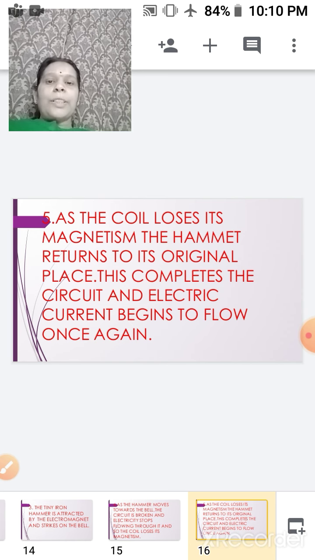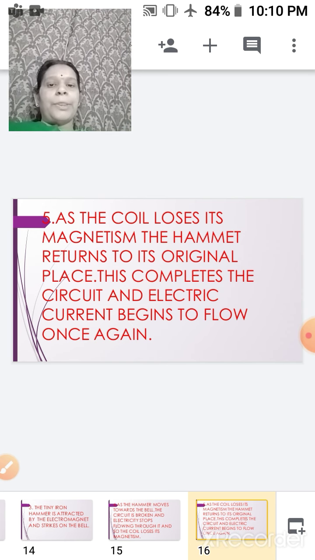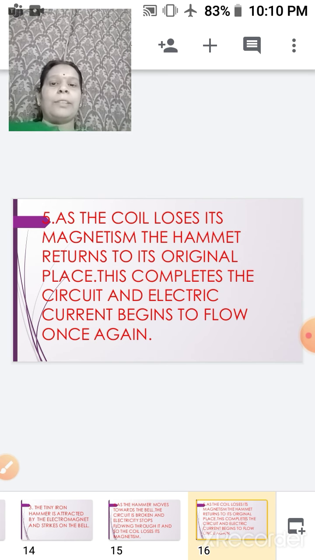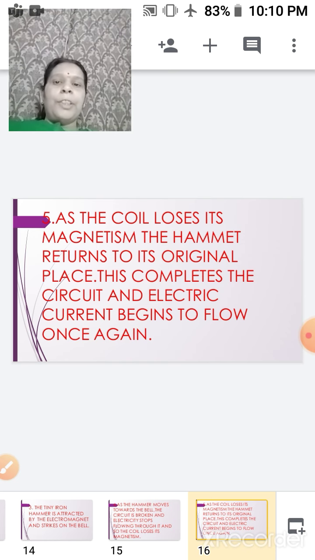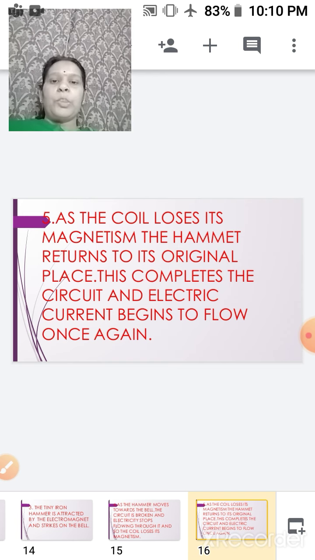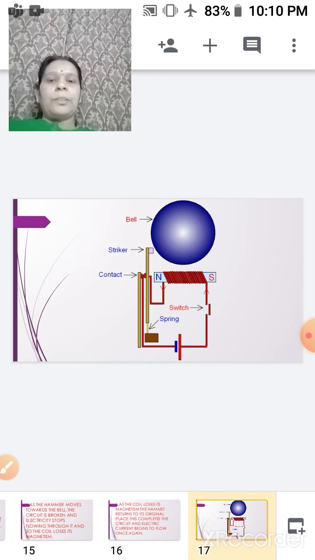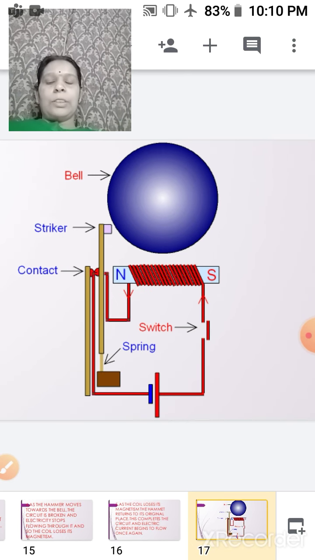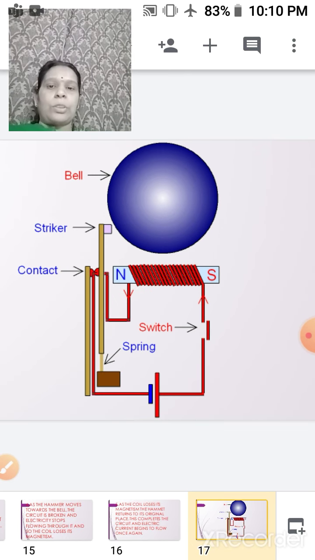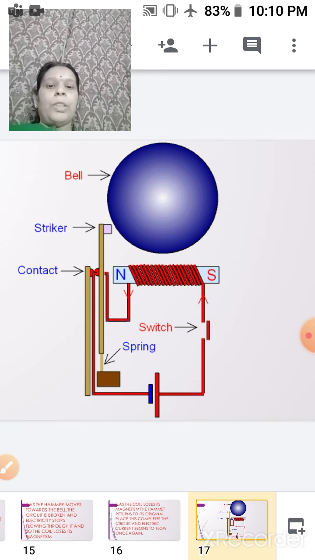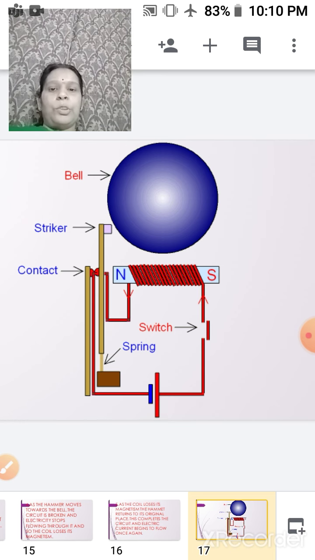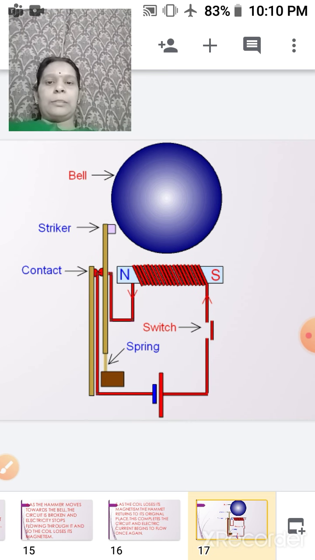As the coil loses its magnetism, the hammer returns to its original place, and this completes the circuit, and the electric current begins to flow once again. So as soon as the hammer returns to its position, the circuit is complete, and then the current starts flowing. Here you can again see the structure of your electric bell. I hope it is very clear to you how it is working.